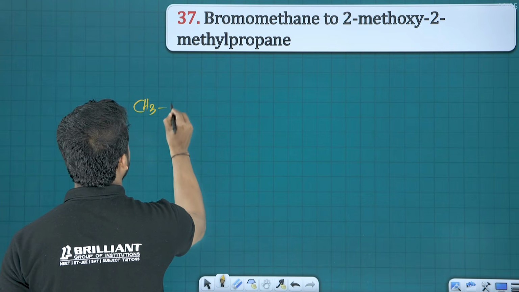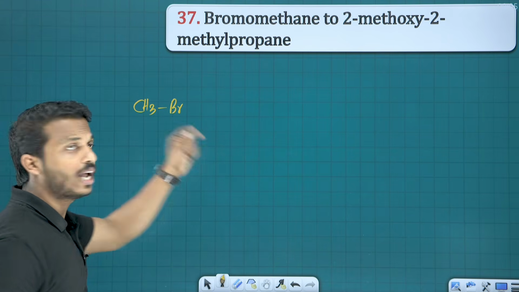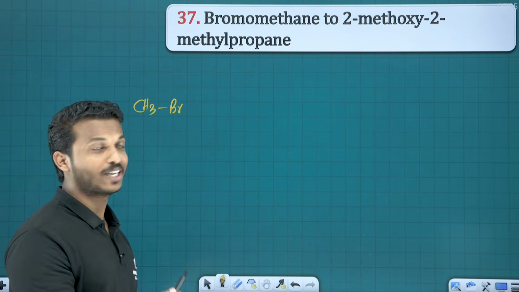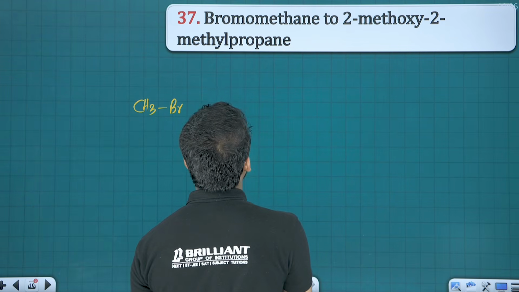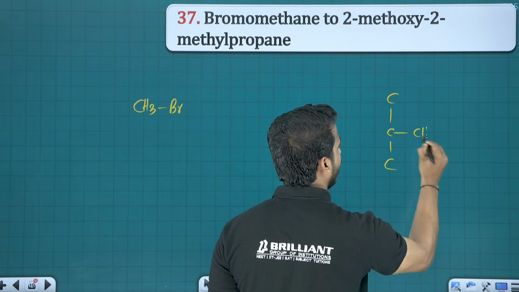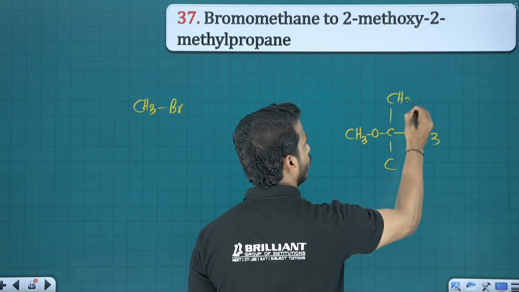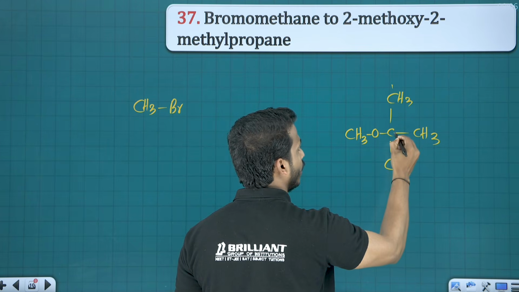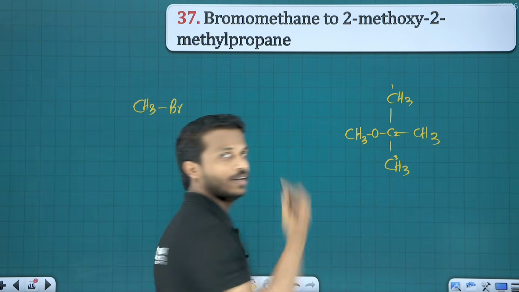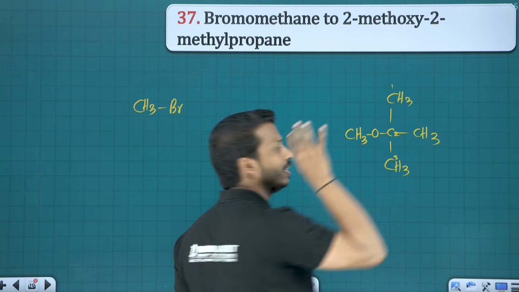Next one, bromomethane. What is bromomethane? CH3Br. Bromomethane to 2-methoxy-2-methylpropane. Again ether. So we should know the compound structure first, my dear. What is 2-methoxy-2-methylpropane? You know, propane means how many carbon? 3 carbon. 2-methyl, 2-methoxy. This is the compound. This is number 1, 2, 3. 2-methoxy-2-methylpropane, or you can call it by the common name, tert-butyl methyl ether.